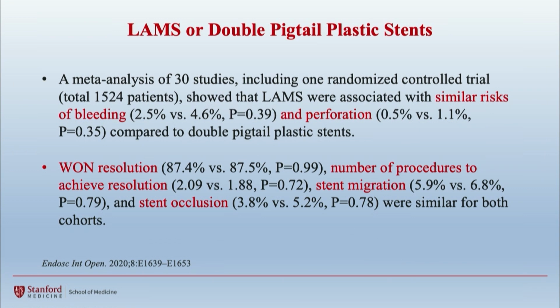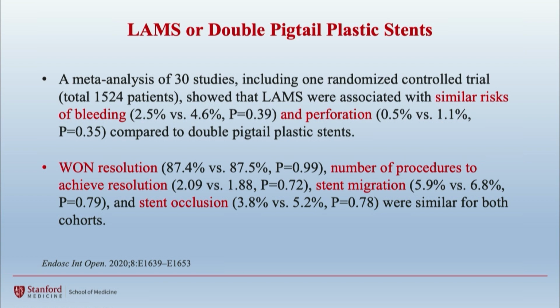When we are doing drainage of pancreatic fluid collection, the question arises: are we going to use a lumen-opposing metal stent, or do we have to stick to the old modality of using double pigtail stents? Is there a difference or an advantage of lumen-opposing metal stents in these situations?